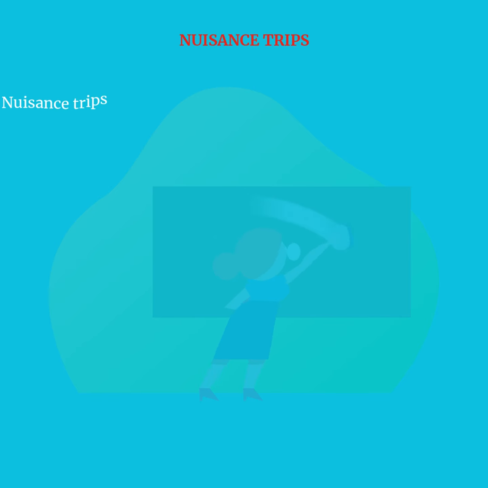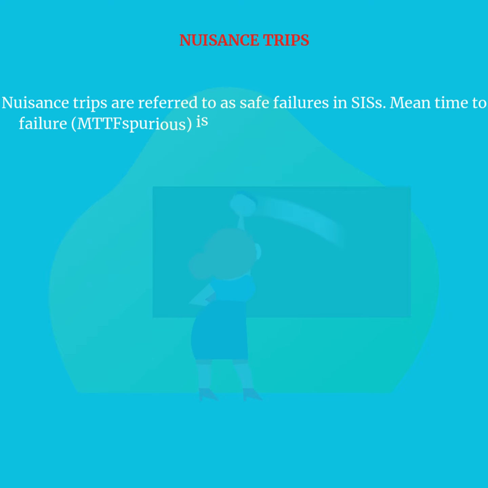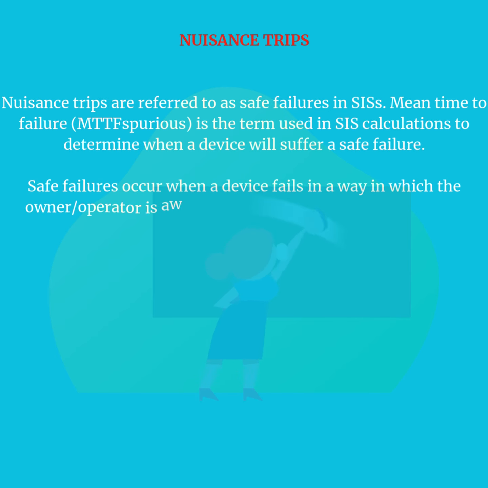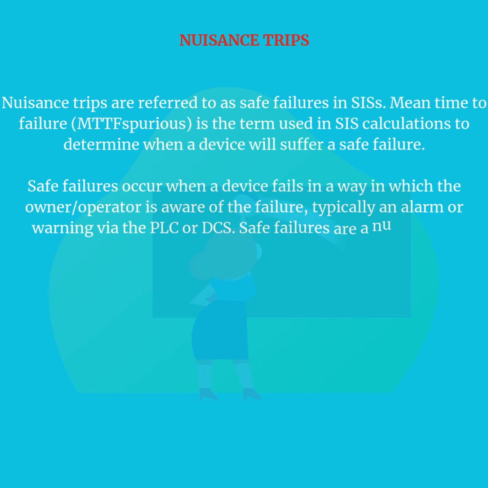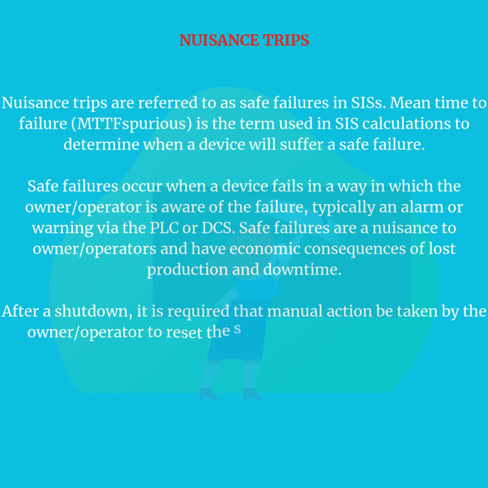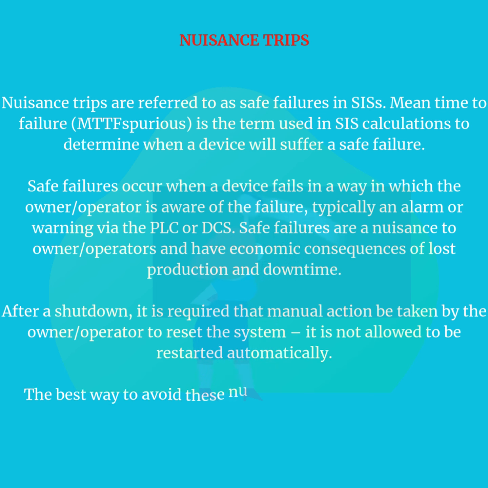Nuisance trips. Nuisance trips are referred to as safe failures in SISs. Mean time to failure spurious, MTTFS, is the term used in SIS calculations to determine when a device will suffer a safe failure. Safe failures occur when a device fails in a way in which the owner/operator is aware of the failure, typically an alarm or warning via the PLC or DCS. Safe failures are a nuisance to owner/operators and have economic consequences of lost production and downtime. After a shutdown, it is required that manual action be taken by the owner/operator to reset the system. It is not allowed to be restarted automatically.